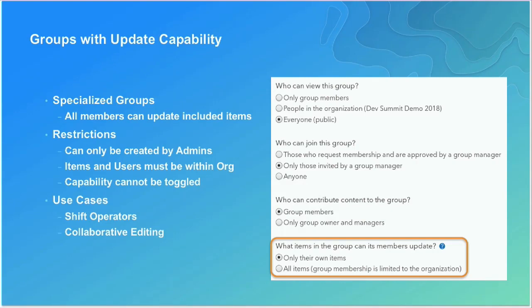And then there's a specialized type of group that we call groups with update capabilities. So regular groups only allow users within that group to access the data. Groups with update capabilities allow you to actually update the items that are within that group. So any user within one of these groups can update any of the items within that group.